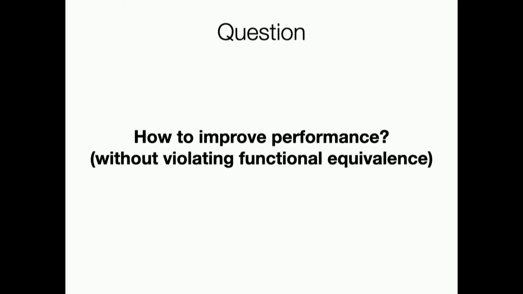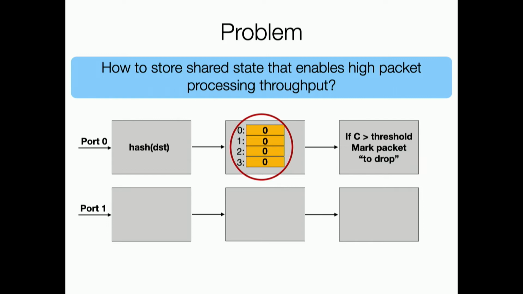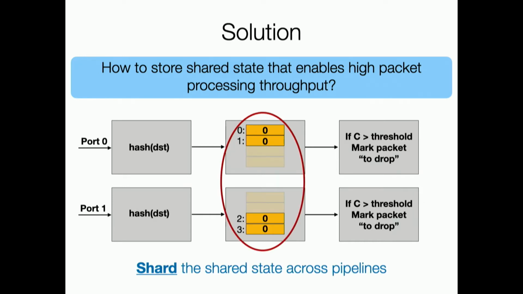So how do we improve performance without violating functional equivalence? And really, the crux here is this shared state. The question is, how do you store the shared state in a way that enables high packet processing throughput? We have already seen a couple of examples: where you replicate the entire thing, that doesn't work; you put everything in one pipeline, that doesn't work. So why not do something in between? Basically, what we can do is shard it. Sharding is different from replication. Here, you have only one copy of each state. When you are replicating, you have multiple copies.